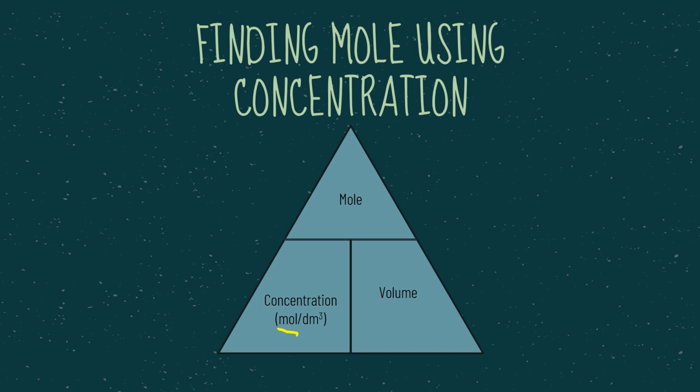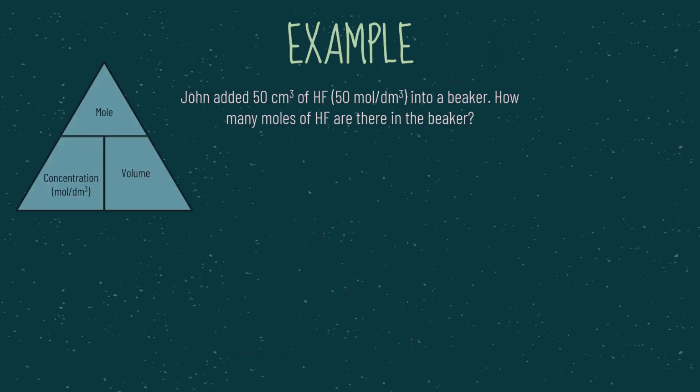Same thing: concentration times volume will give us mole. This time it's mole instead of mass. Now let's look at the example. In this example, John added 50 cm cube of hydrogen fluoride with a concentration of 50 mole per dm cube into a beaker. How many moles of hydrogen fluoride are there in the beaker? In this question, we have a different volume, now it's 50, and the units are different. This is mole per dm cube instead of grams per dm cube.